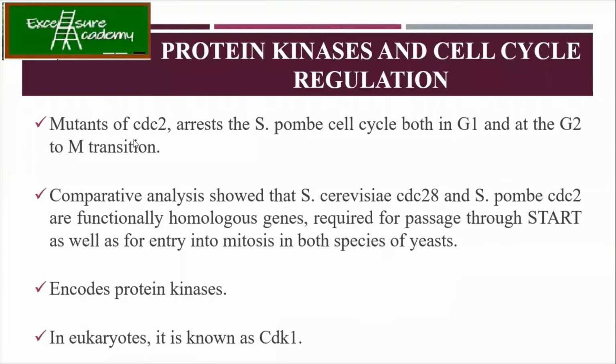So the mutants of CDC28 or S. pombe CDC2 arrest the cell cycle both in G1 and at the G2 to M transition. Comparative analysis showed that S. cerevisiae CDC28 and S. pombe CDC2 are functionally homologous genes required for passage through the start as well as for the entry into mitosis in both species of yeast. And these are nothing but protein kinases. In eukaryotes, it is known as CDK1. What is CDK1? It is cyclin dependent kinase 1. So which is the second protein we have discussed? It is CDK1.